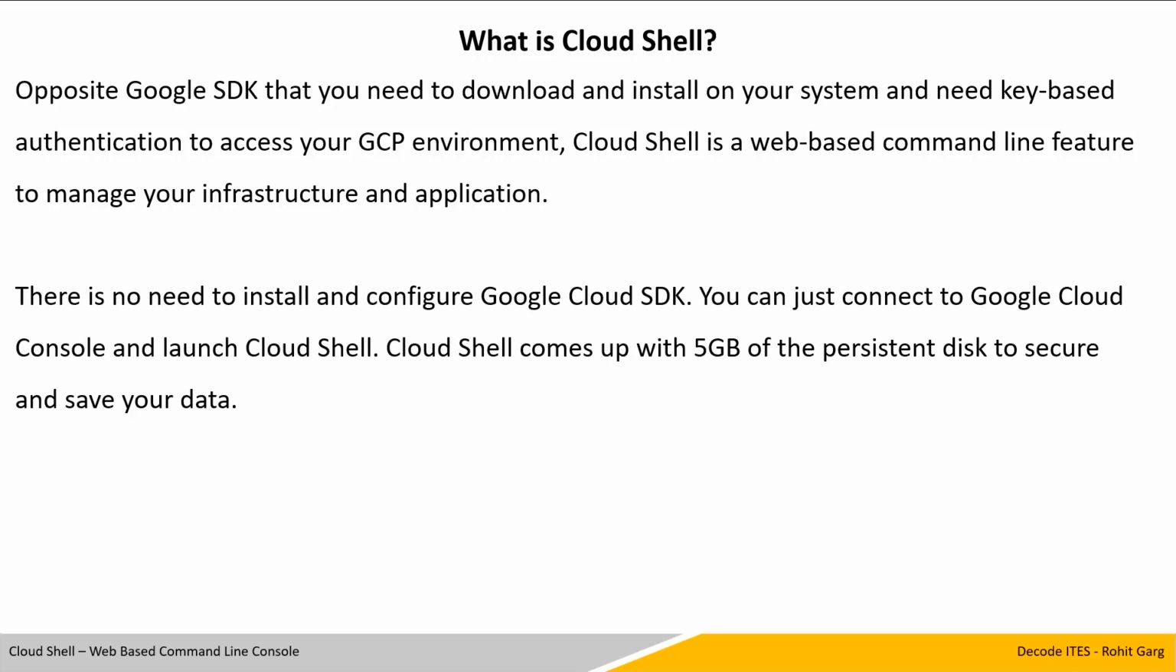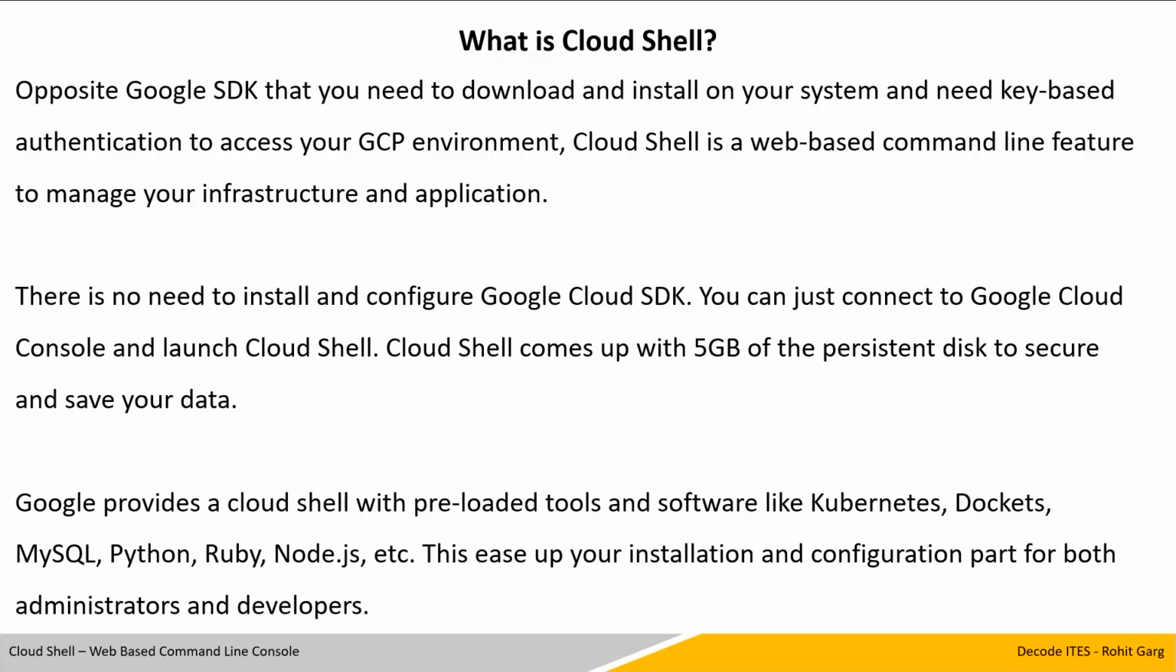Cloud Shell comes with 5 GB of persistent disk to secure and save your data. For the first time, you need to activate the Cloud Shell. After that, you just need to launch it. Google provides a Cloud Shell preloaded with a long list of tools and software like Kubernetes, Docker, MySQL, Python, Ruby, Node.js. This eases your installation and configuration part for both administrators and developers.